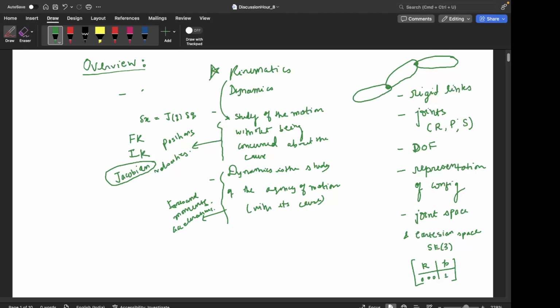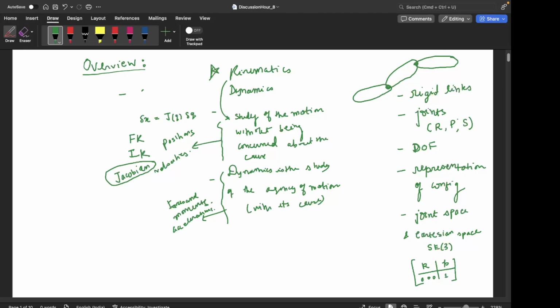But one should remember that Jacobians can be written for any point on the multi-body system. So you can write, let's say, the Jacobian for the center of mass of the second link in a 3R manipulator, right? So it's not limited to just the end effector. For any point, if you want to analyze the relation between the change in the joint angles and the change in the Cartesian position, then we must find out the Jacobian.